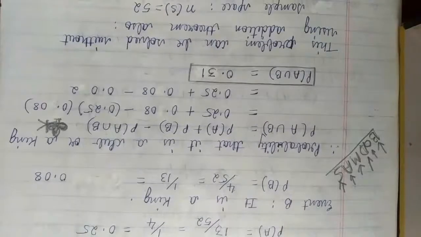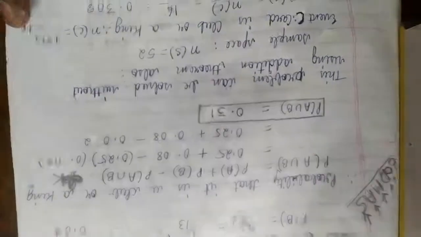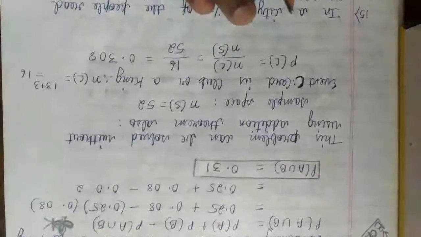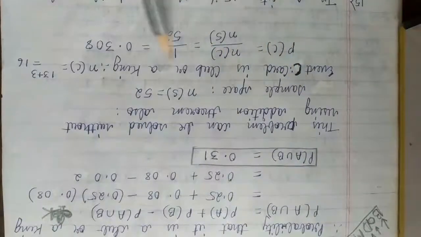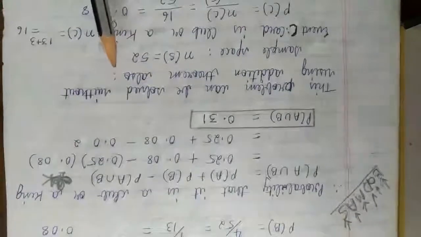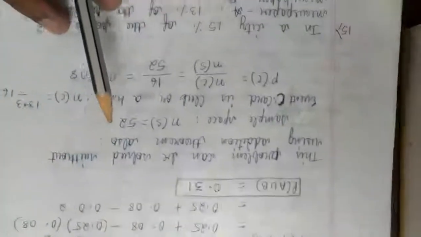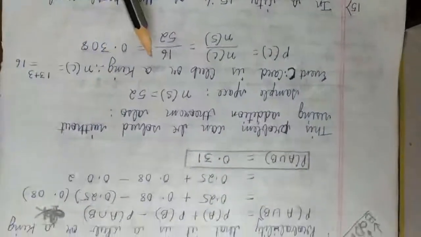Generally this type of problems are asked in the examination, but there is an alternate way of doing this. Okay, this problem can also be solved without using the addition theorem if you want. So how can this be solved? Let's see. Sample space, we know n of S is equal to 52. Fine, n of S is equal to 52 because 52 playing cards are there.